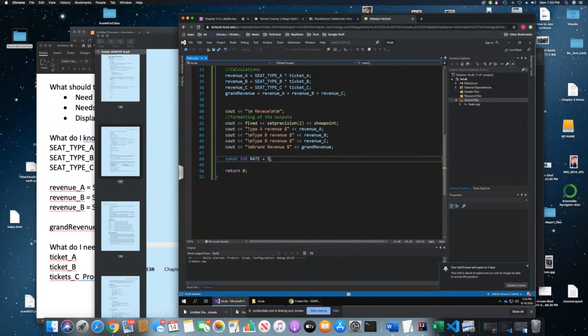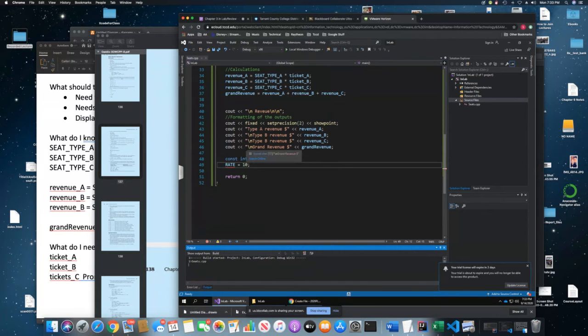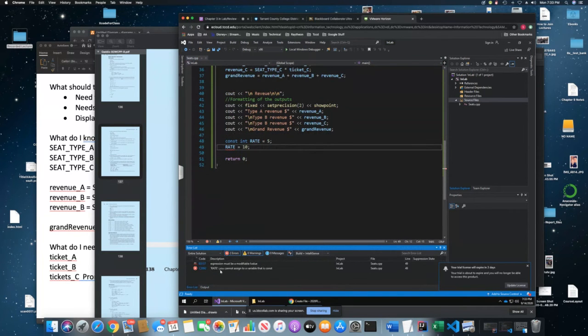See? No longer an error. So if you don't give it a value, it's going to error out on that line. And if I try to change it on another line, it's going to give me an error on the line that I'm trying to change. You cannot assign a variable that is a constant.